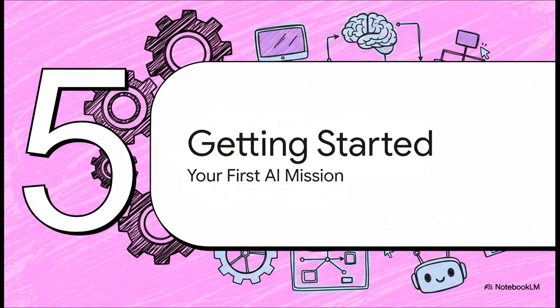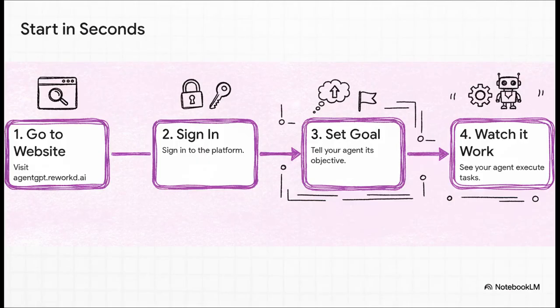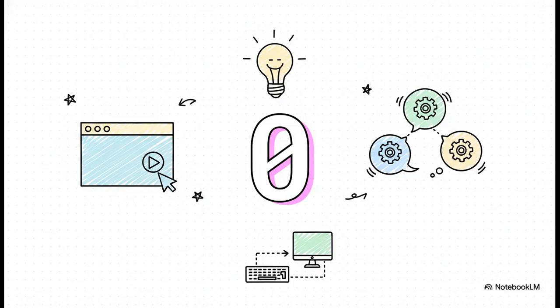So, with all that in mind, let's talk about getting you started. How do you launch your very first AI mission with this thing? And this is the best part. The process is almost laughably simple. You go to the website, you sign in, you type your goal into a little box, and you hit deploy. That's it. That is literally it. You are now running an autonomous AI agent. 0. Let that number sink in. That's how many installations you need, how many lines of code you have to write, how many tricky configurations you have to deal with. That single number is the most important idea behind this entire platform.